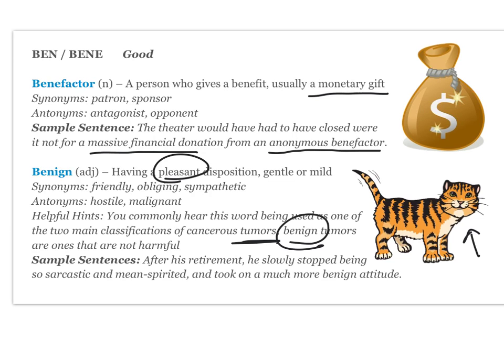And then your sample sentence is about a man who used to be mean-spirited, but then after he retired, he became more benign, more friendly, more gentle.